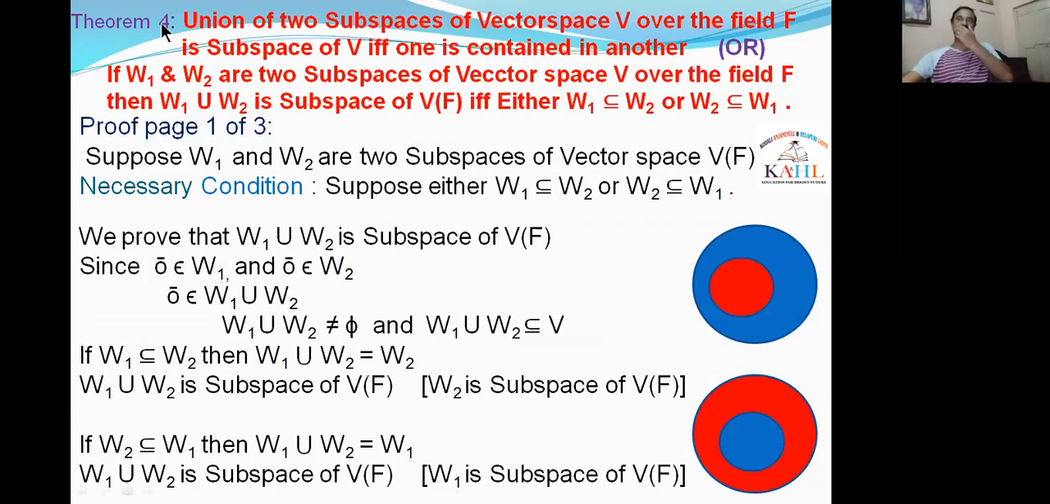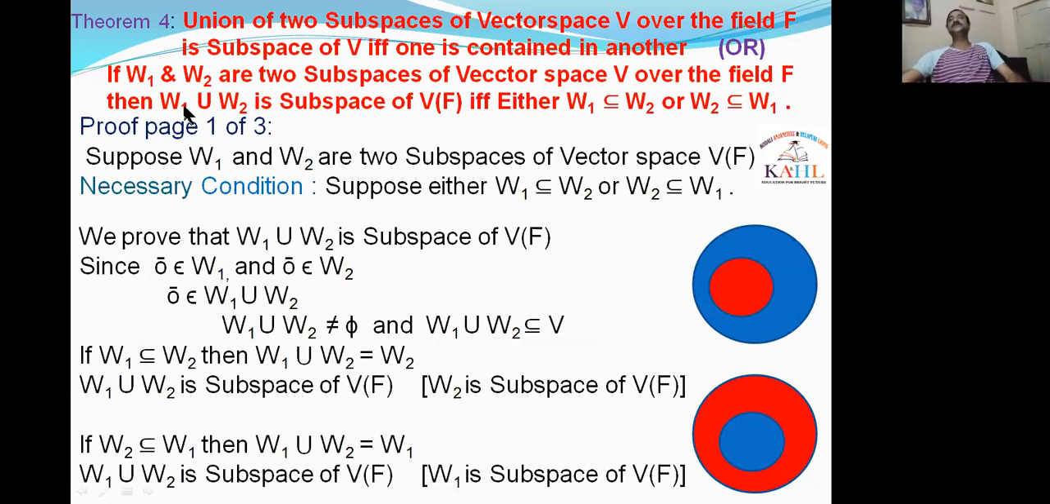The statement of theorem 4, go to the screen: union of two subspaces of a vector space V over the field F is a subspace of V if and only if one is contained in the other. The direct statement is: if W1 and W2 are two subspaces of vector space V over the field F, then W1 union W2 is a subspace of V if and only if either W1 is contained in W2 or W2 is contained in W1. If and only if, IFF, means necessary and sufficient condition, and we have to prove this theorem.